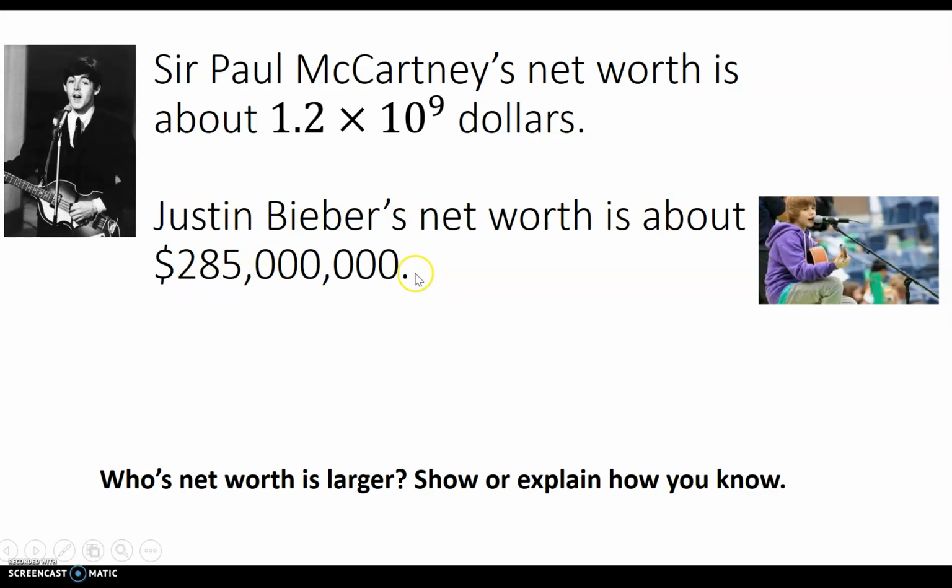$285 million. So we notice right away when we take a look at this that Sir Paul McCartney's number is given in scientific notation, but Justin Bieber's is given in standard form. So there are different ways that you could go about this problem. If you want to pause and try it on your own right now, you can. But otherwise, I'm going to start going through it. I'll show you two different methods that we could use to find who has the larger net worth.